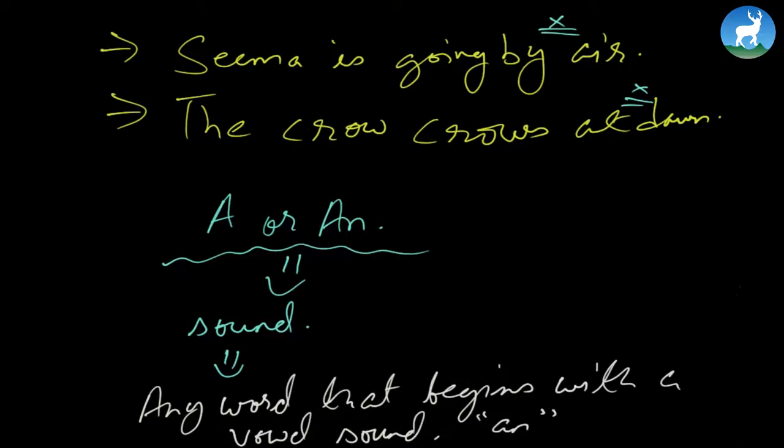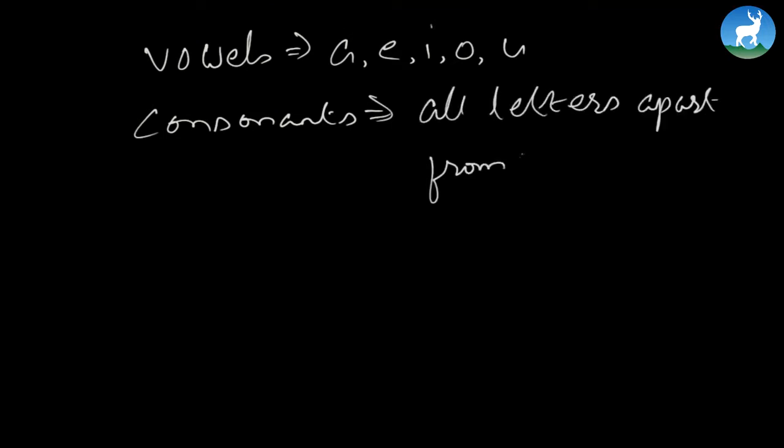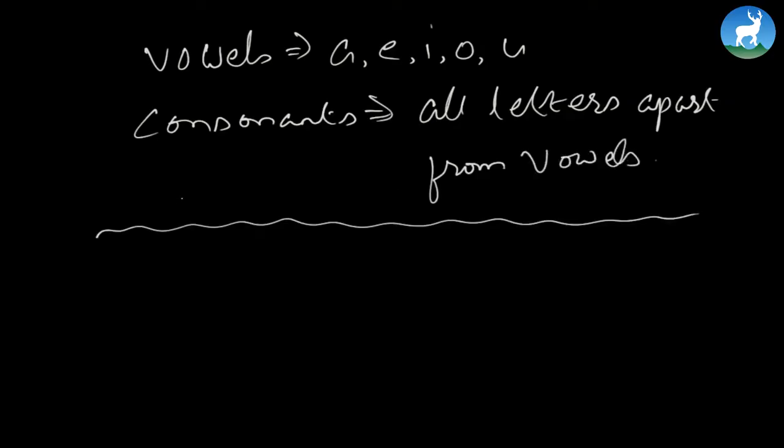I'll clarify this further. Now, having said vowels, we mean A, E, I, O, U of the English alphabet. And the rest are what we call consonants. All the letters apart from A, E, I, O, U. All letters apart from vowels. Okay, now bearing this in mind, just like the definition which I mentioned earlier, alright? A word beginning with a vowel sound. Okay, for instance, an orange.